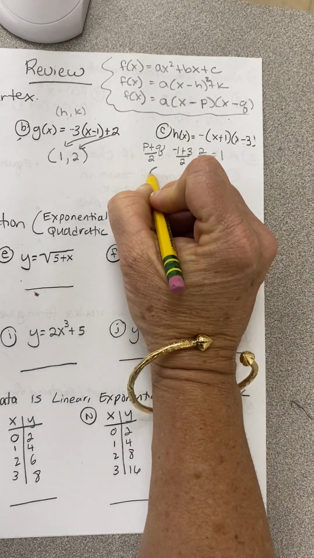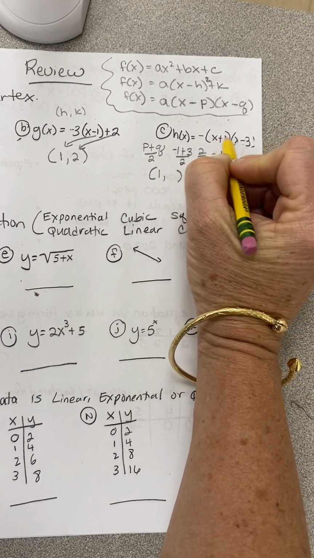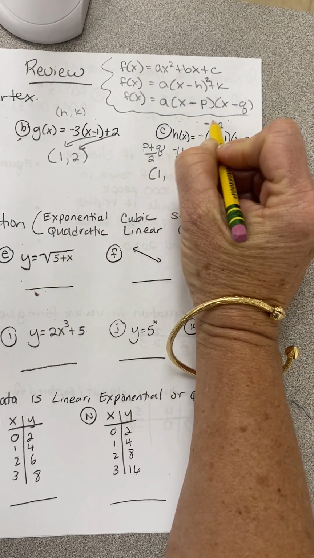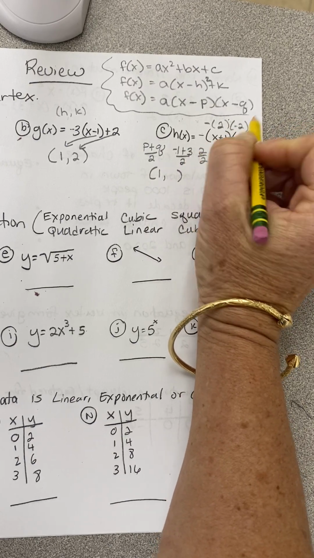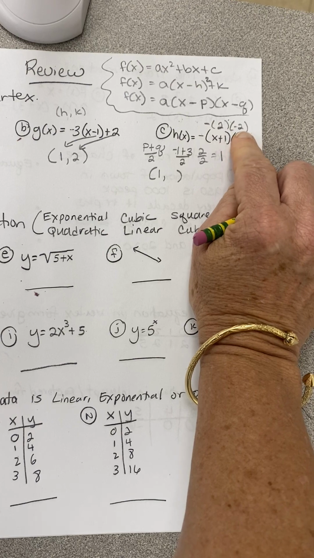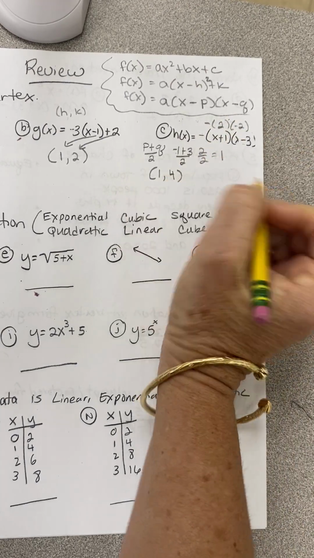All right, so to get the vertex, I'm gonna say 1. Now I take that 1. 1 plus 1 is 2. I have this negative outside. 1 minus 3 is negative 2. 2 times negative 2 is negative 4, and then tack that negative on, which gets me 4.